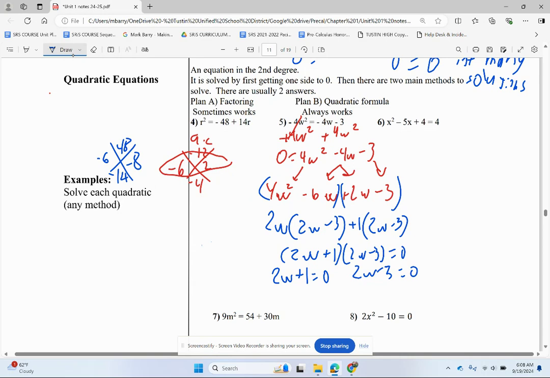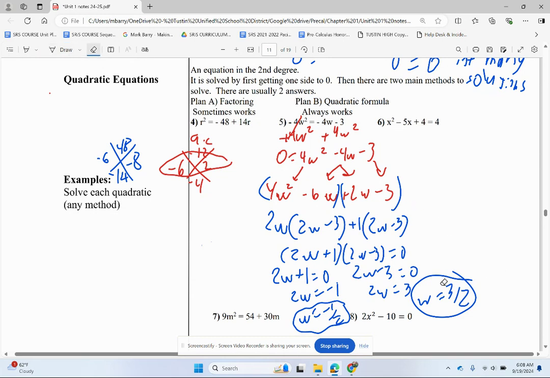So this one, if I subtract the 1, would be 2w equals negative 1, and then divide by 2 would be w equals negative 1/2 as one of my answers. And then the other one, if I add the 3, 2w equals 3, and then w, if I divide by 2, equals 3 over 2. So there's my two answers on that one. All right, let's move on to number 6 now.